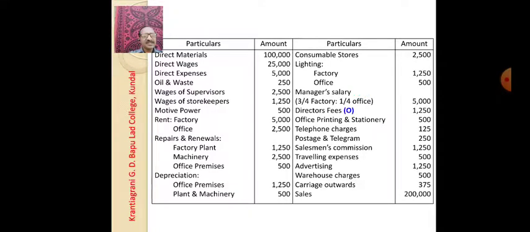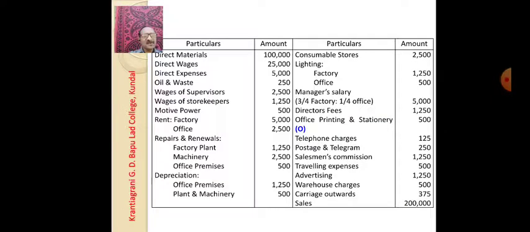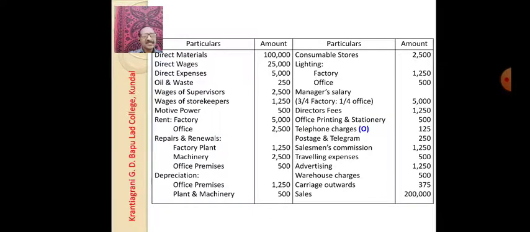Office printing and stationery goes to office, O. Telephone charges goes to office, O. Postage and telegrams goes to office, O. Then salesman's commission is a selling and distribution expense, abbreviated as S. Traveling expenses also goes to selling and distribution overheads, abbreviated as S.